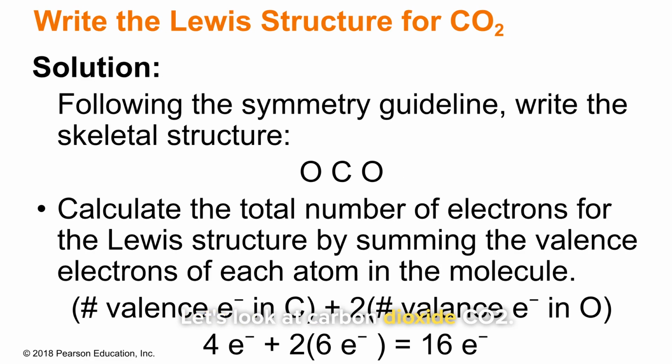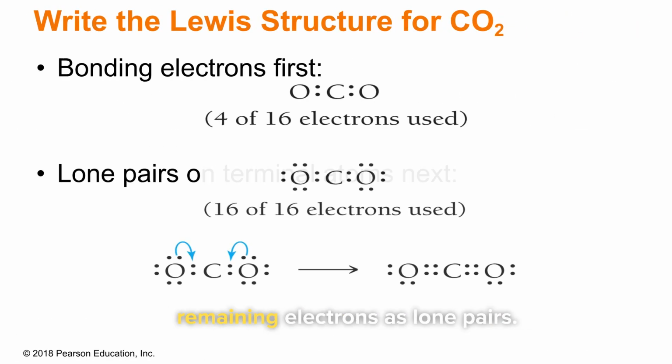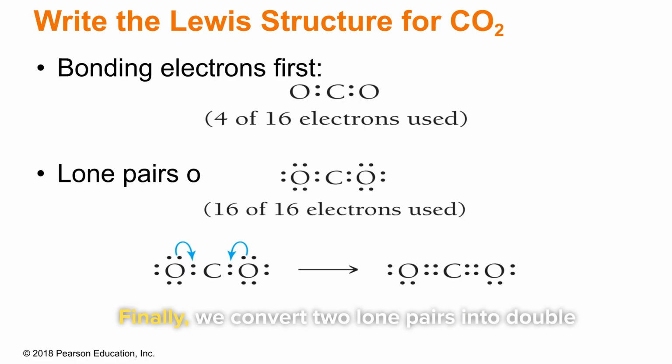Let's look at carbon dioxide, CO₂. Its skeletal structure is OCO. With 4 valence electrons from carbon and 6 from each of the 2 oxygens, we have 16 total electrons. We place the bonding pairs, then distribute the remaining electrons as lone pairs. Finally, we convert 2 lone pairs into double bonds, so that every atom satisfies the octet rule.